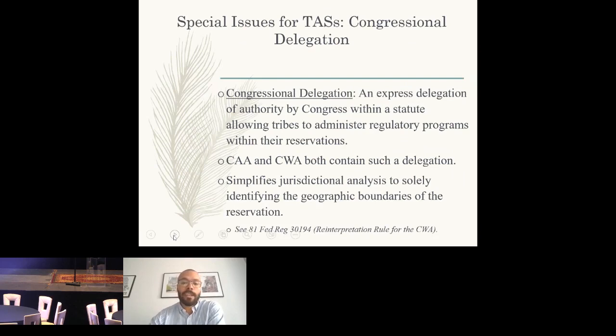So we call that the reinterpretation rule for the Clean Water Act, and it streamlines the TAS process because it makes it clear that the tribe doesn't need to meet these exceptions to regulate the conduct of non-members on fee land within the reservation. There is a clear congressional delegation. So it streamlines the process, and the tribes don't need to make this extra showing that we require under the Safe Drinking Water Act, that they can properly regulate the conduct of non-members on the reservation.